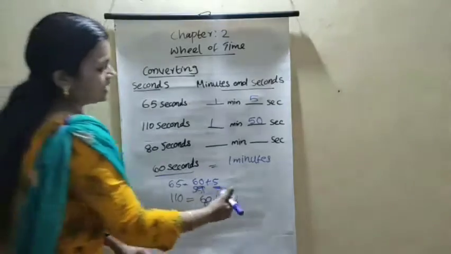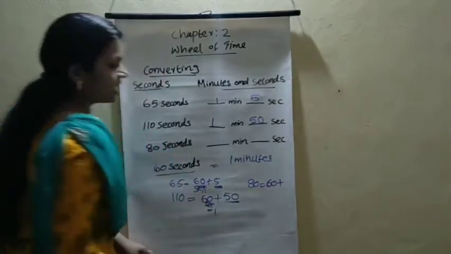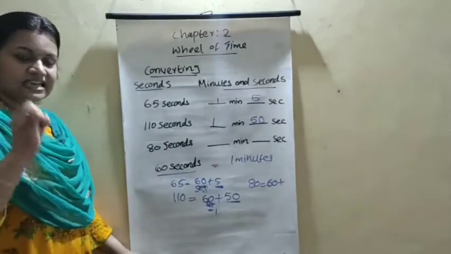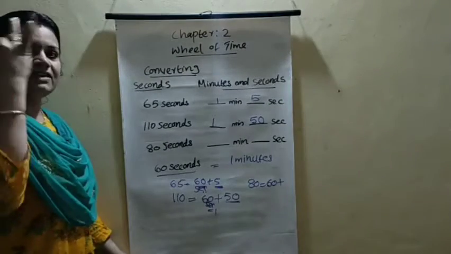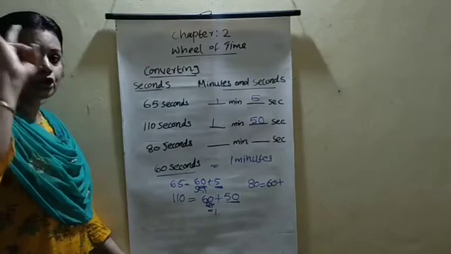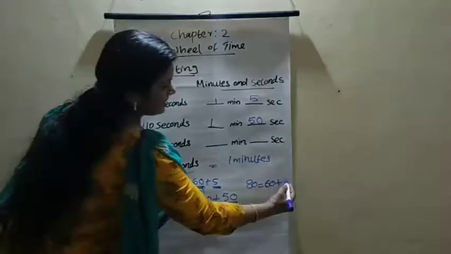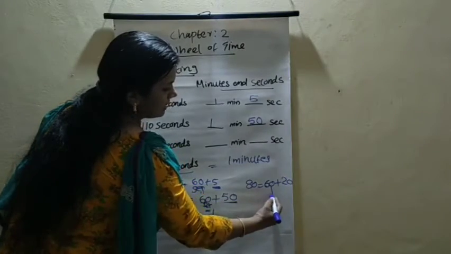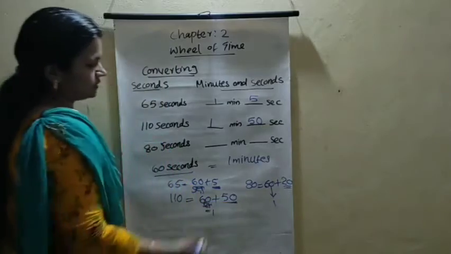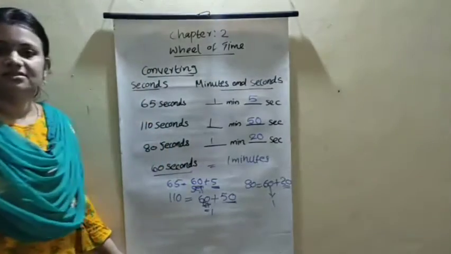Okay, then also 80. 80 equal to 60 plus. Again you count after 60. 70, 80. What did we get? One finger equal to 10. You always remember that. Then we got 2 fingers, 2 tens are 20. So 60 plus 20. So this is the minutes, this is the seconds. So we can write 1 minute 20 seconds.